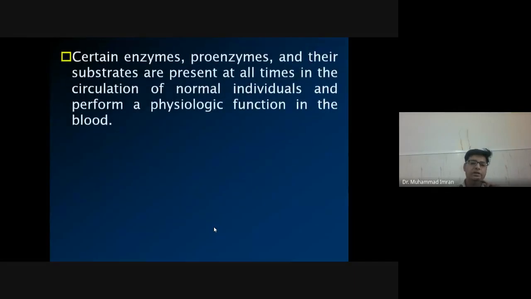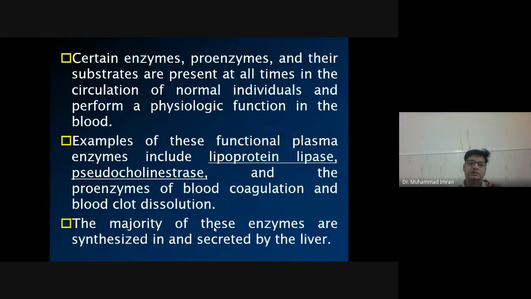So we already know that there are two types of enzyme. One is the physiological function enzyme, which is present in blood and performs some function. For example, lipoprotein lipase and pseudocholine esterase, and some proenzymes present in blood which perform function there. For example, proenzymes involved in blood clotting. These enzymes are all involved in blood coagulation and blood clot dissolution.